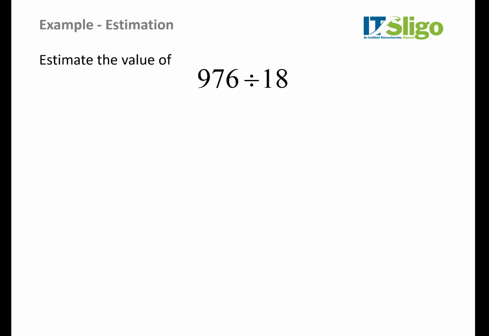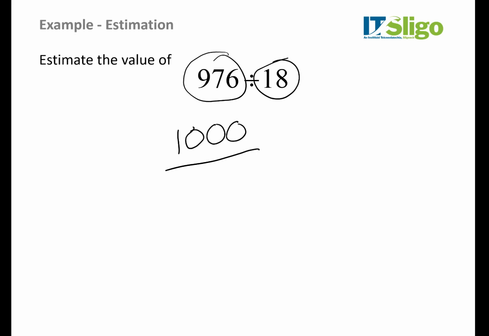So what I would do here, this value, very close to 1,000. This value, very close to 20. Make sure, guys, you put the divisor in the right place on the bottom. I know it seems obvious, but you will be tempted to do the wrong thing. So now, guys, this is straightforward. Divide top and bottom by 10. 100 divided by 2 is 50. So that's your estimation, guys.